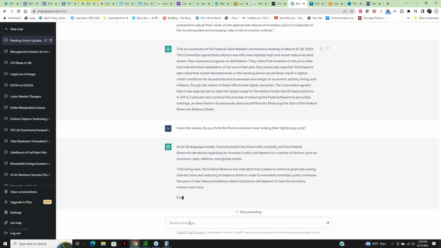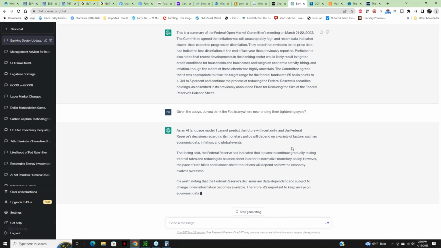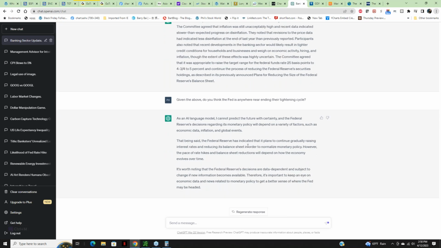Okay, that being said, the Federal Reserve has indicated that it plans to continue gradually raising rates and reducing its balance sheet in order to normalize policy. However, the pace of hikes will depend on how the economy evolves. It's worth noting the Federal Reserve's decisions are data dependent, blah, blah, blah. Therefore, it's important to keep an eye on the data.